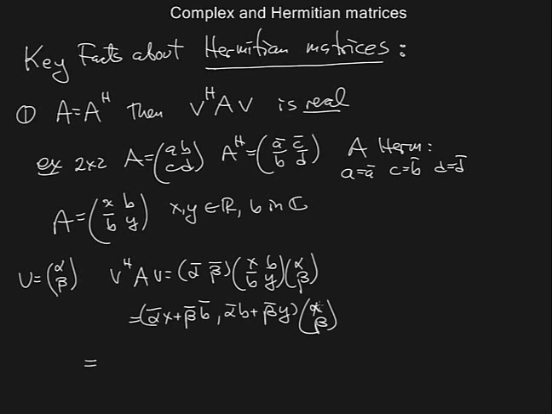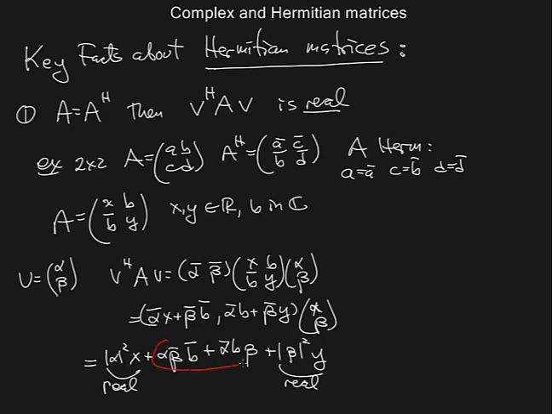And when you multiply these two out, you get absolute value of alpha squared x plus alpha beta bar b bar plus alpha bar b beta plus absolute beta squared y. I'm claiming this is real. Well, the first and last terms are real, and the sum of the two middle terms is real, because the complex conjugate of the first term is the second. So when you add up a number and its conjugate, that becomes real.